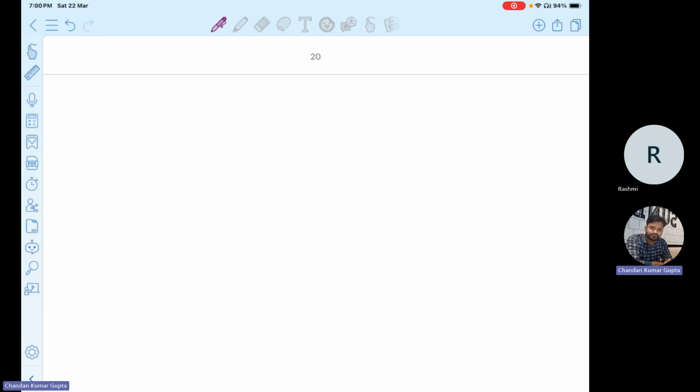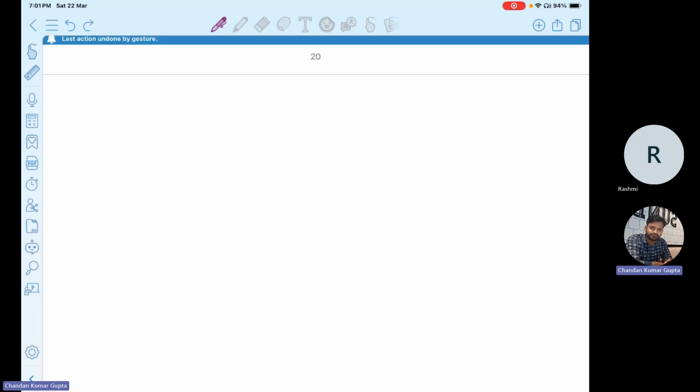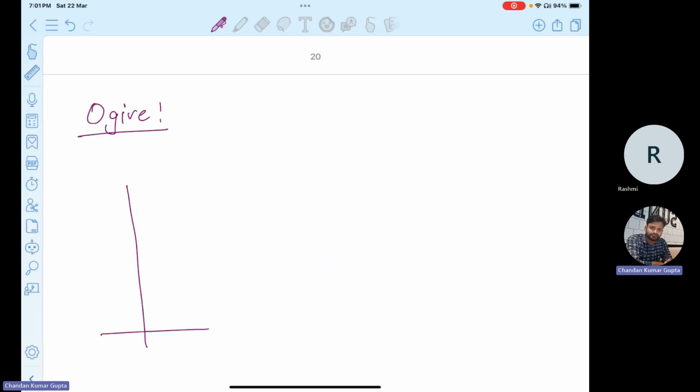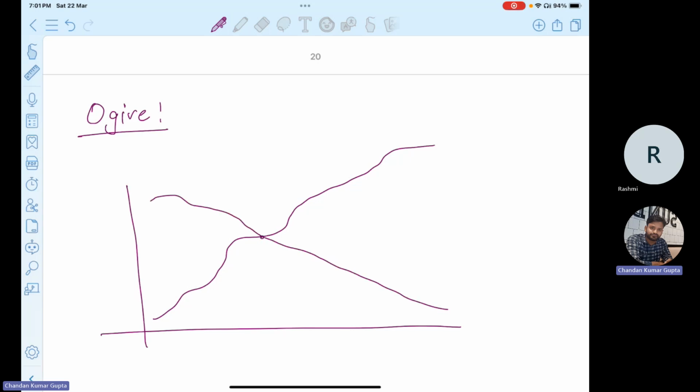Ogive, or ogive, there are lots of names, but I can say that we have more than ogive and less than ogive. I'm just drawing a kind of ogive. The point where the ogives cut is actually called the median point. So when we draw, for the same data set, the more than ogive and the less than ogive, the point of intersection is defined as the median point.